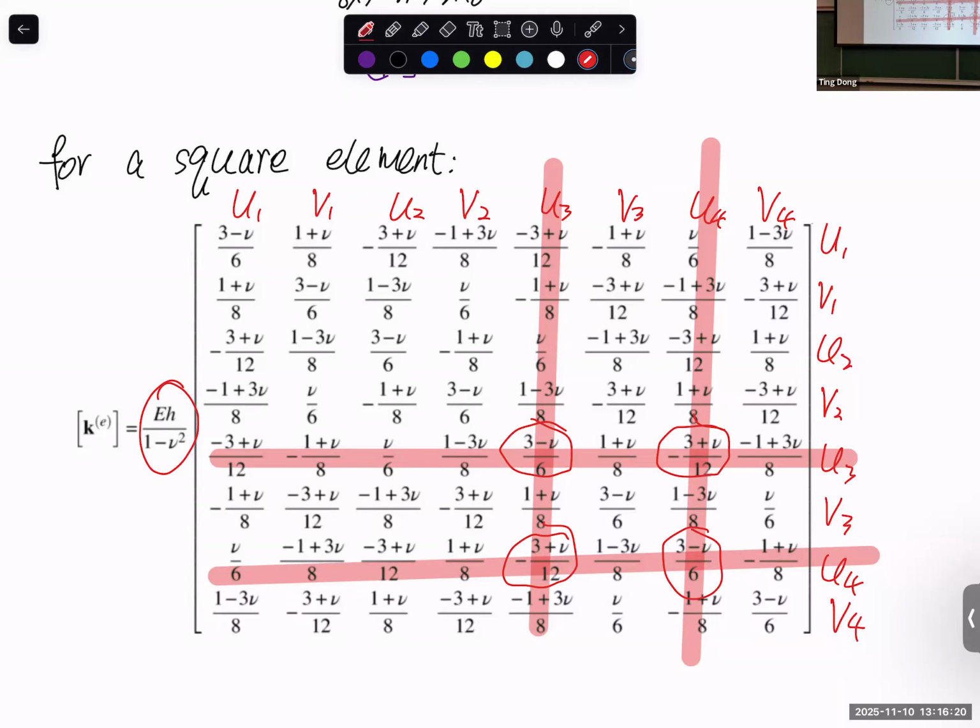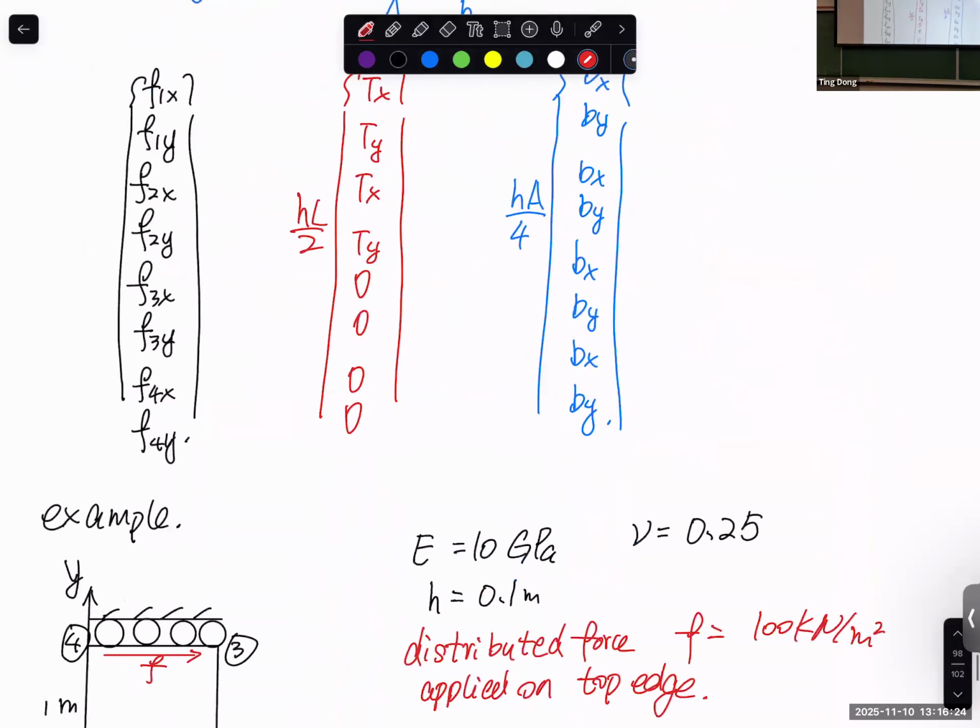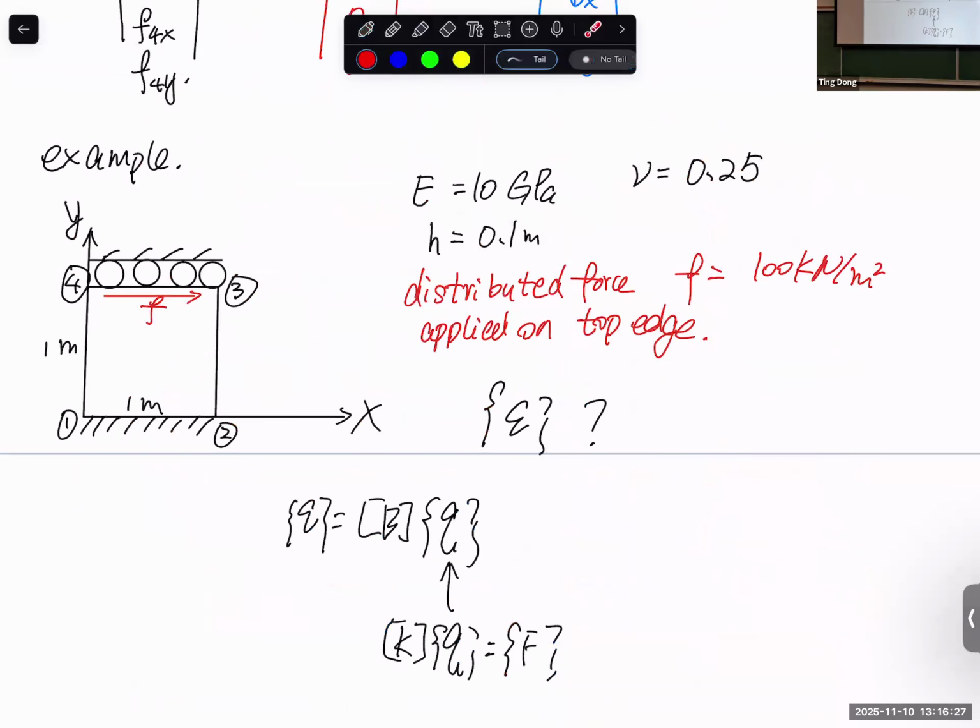So in this 8 by 8 matrix, because of our boundary condition, let me go back to the boundary condition again, it is the same as what we talked about in the previous class. The bottom is fixed, which means that the displacement in the x direction and y direction at nodes 1 and 2 are both fixed, right? Since this is a roller support on the top edge, nodes 3 and 4 can only move in the x direction, not in the y direction.